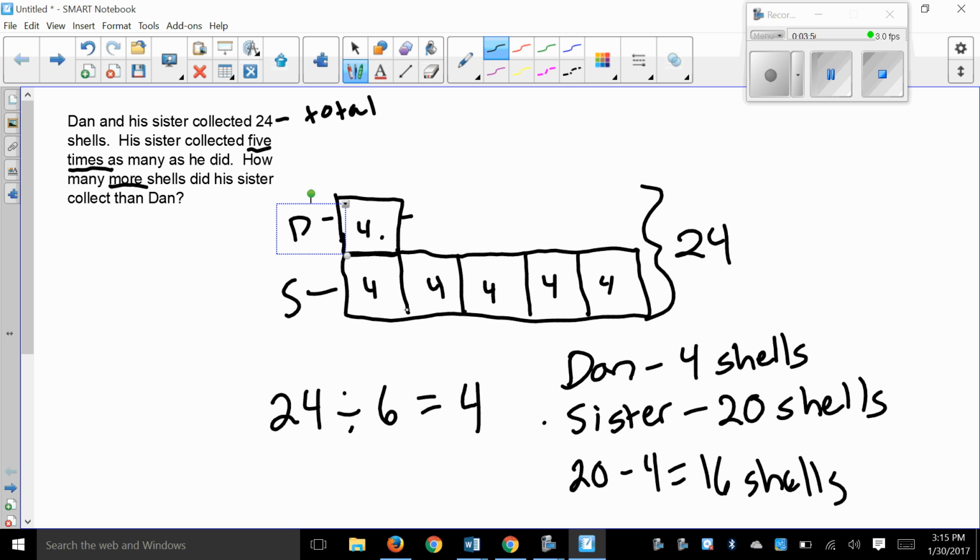Or I can just look at my bar and I see here they both collected 4. So his sister collected all of these in addition to the 4. 4, 8, 12, 16. Both will get me the same answer. But the difference, the number of more shells that his sister collected than Dan, 16. My answer.